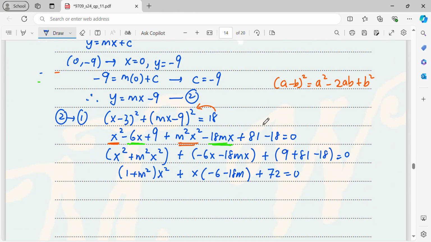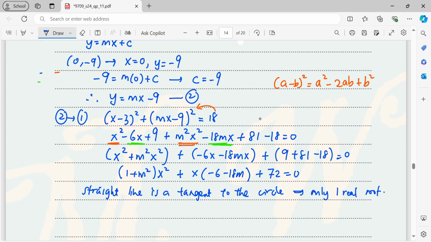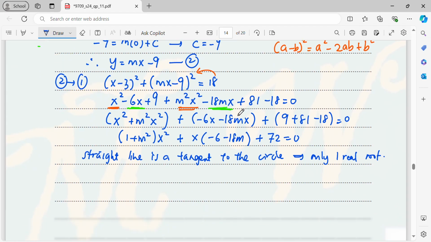Okay, so the straight line is a tangent to the curve, to the circle, right? I would say to the circle. That means only one root, one real root. Right, so when there is one real root, I will just refer to the discriminant.